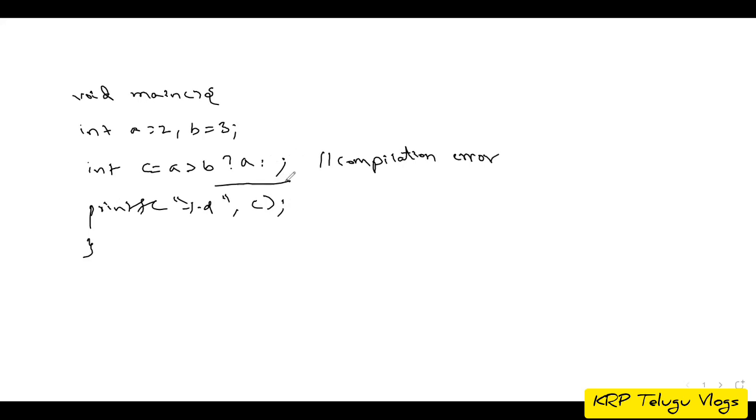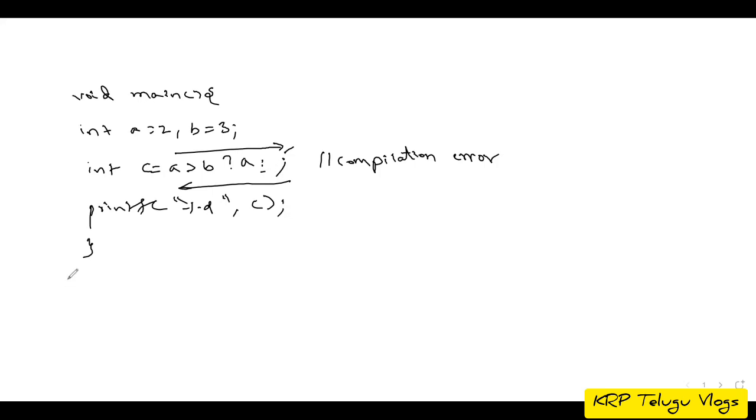Why? Because ternary goes from right to left. The statement goes from right to left and execution goes from left to right. So the associativity is right to left. First it will come to the semicolon. Before the semicolon, it expects a value or a variable. There is no value or variable before the semicolon. It detects a colon, which is unexpected for the compiler, so it will throw a compilation error.